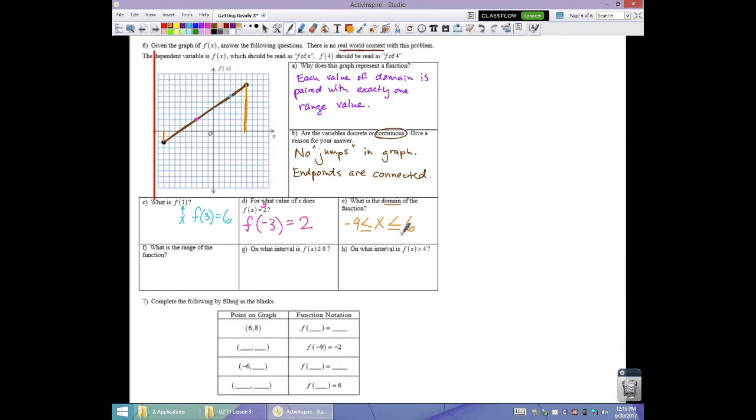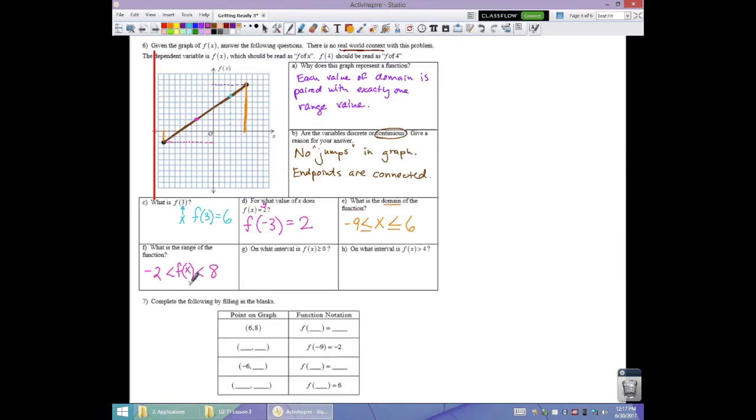What is the range of the function? Again, since this is continuous, I'll need an inequality, and that is from the lowest value, the bottom of the graph, which is at -2, to the top of the graph, which is at 1, 2, 3, 4, 5, 6, 7, 8. So it goes from -2 to 8, from the lowest value to the highest value. From -2 to 8, we are now talking about the range, so f of x.